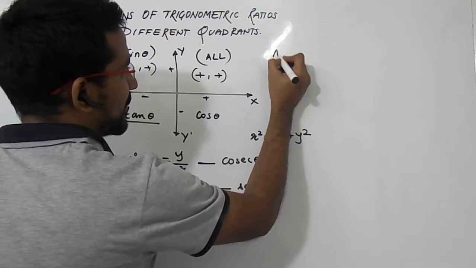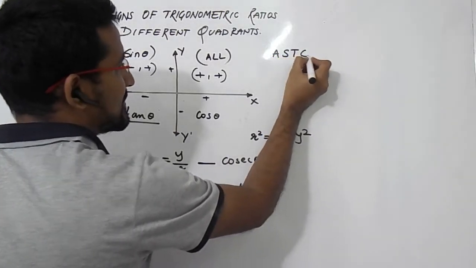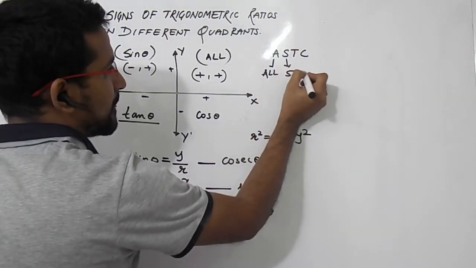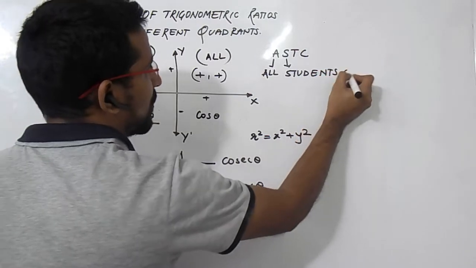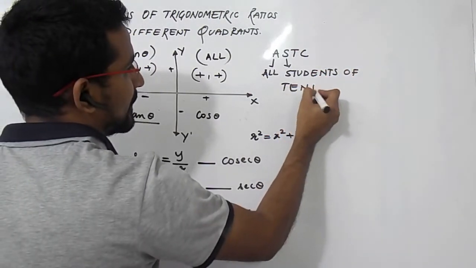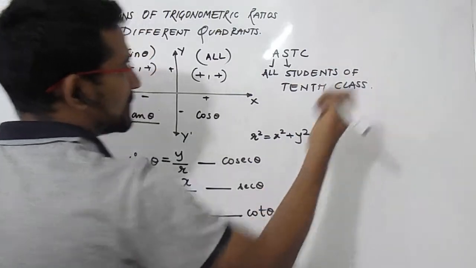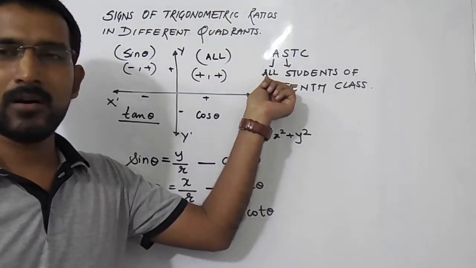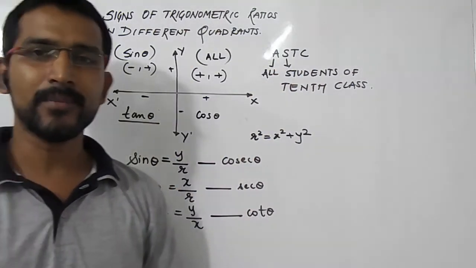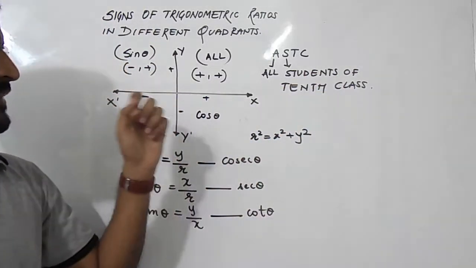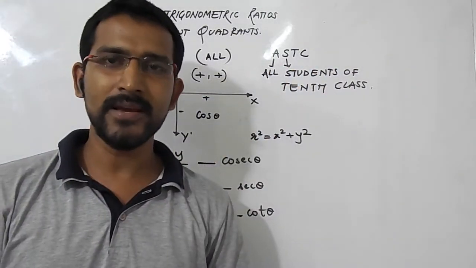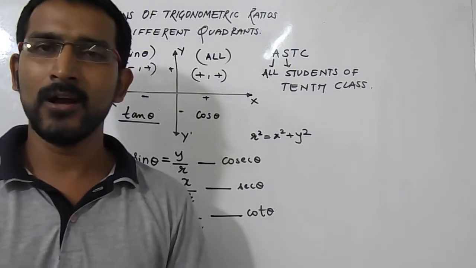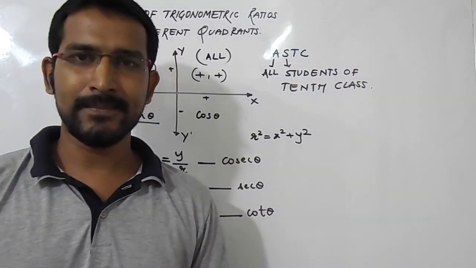In short you can write ASTC, that is, all students of 10th class. This is the statement by which you can remember that in the first quadrant all will be positive, in the second quadrant sine will be positive, in the third quadrant tan will be positive, and in the fourth quadrant cos will be positive. So this is how we can decide the sign of different trigonometric ratios in different quadrants. So all, sine, tan and cos.